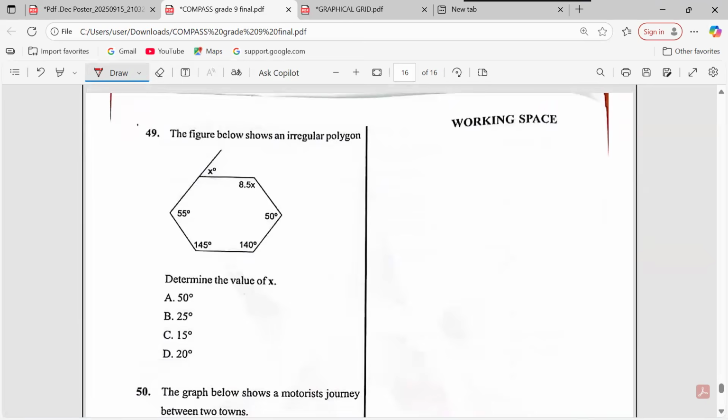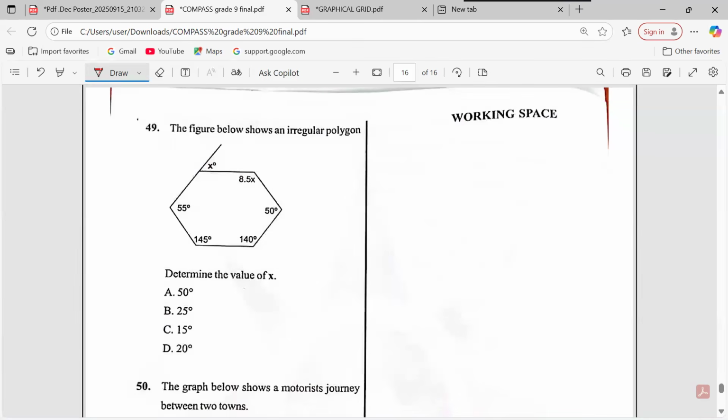Number 49 now. A very good question on polygons. Look at this. The figure below shows an irregular polygon. You can see it's irregular. The angles are not equal. Determine the value of x.